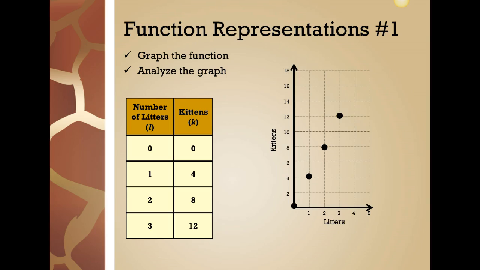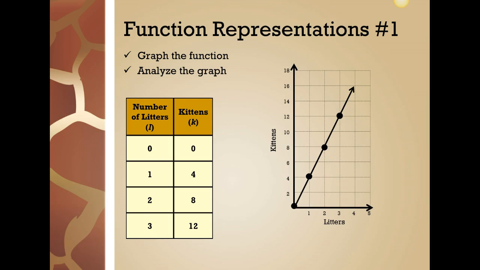We can see that these dots fall in a line, and this is a linear function. In order to complete our graph, we will connect the dots. This particular function is going to start at 0, 0, so we're only going to have one arrow on our line. We would not have a negative number of litters. Our final step is to analyze the graph.